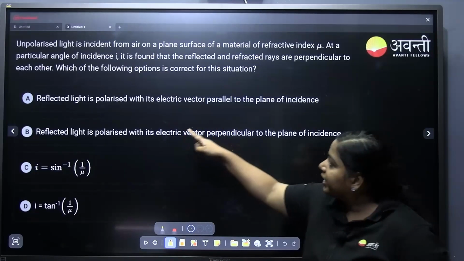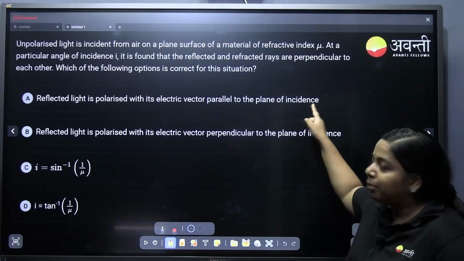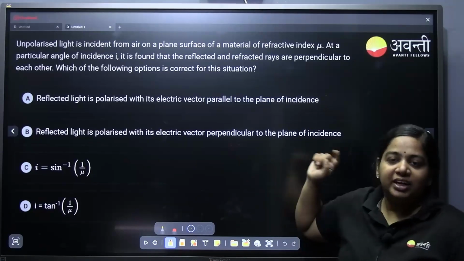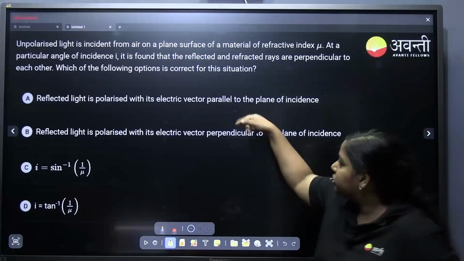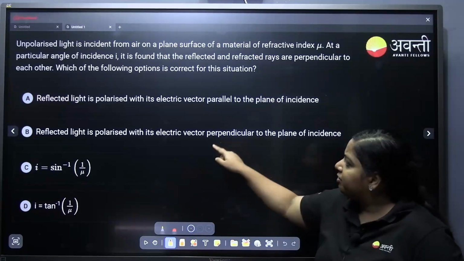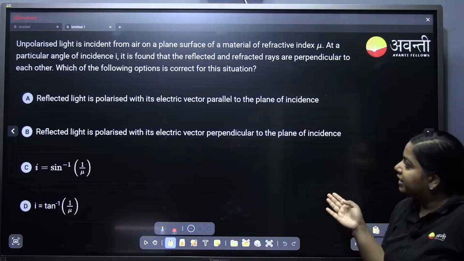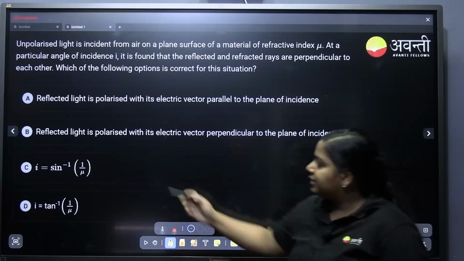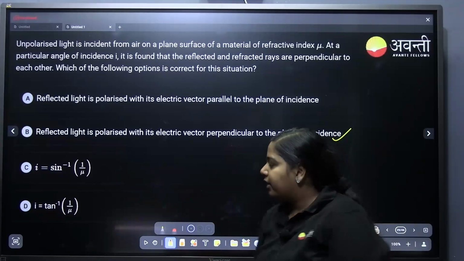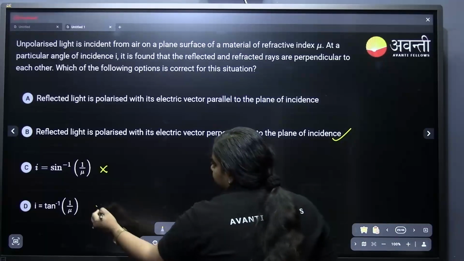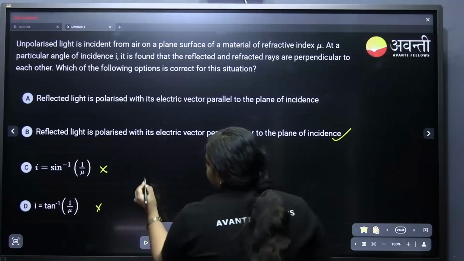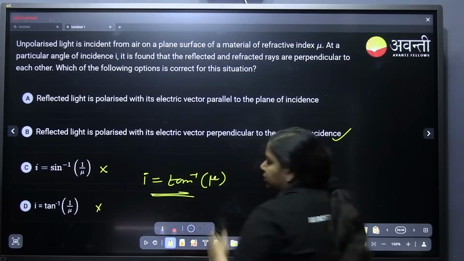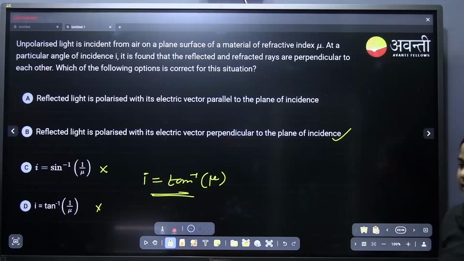Reflected light is polarized with electric vector parallel to the plane of incidence, which means reflected light should have arrows instead of dots. But in the figure we saw it is dot only. So this is wrong. Next one, reflected light is polarized with its electric vector perpendicular to the plane of incidence. That is correct. Here it is not tan. A correct option will be i equal to tan inverse mu. This is the correct answer. So B is the correct option.